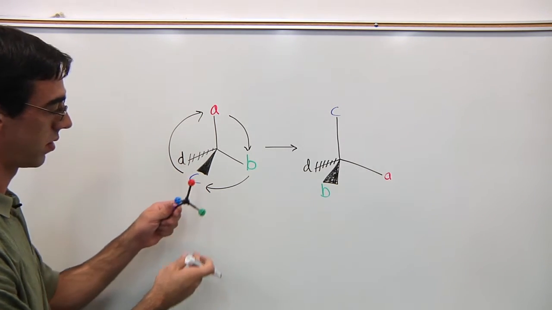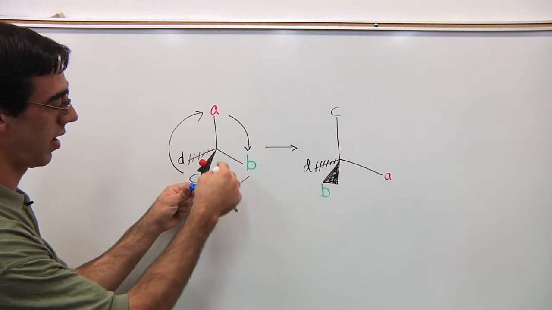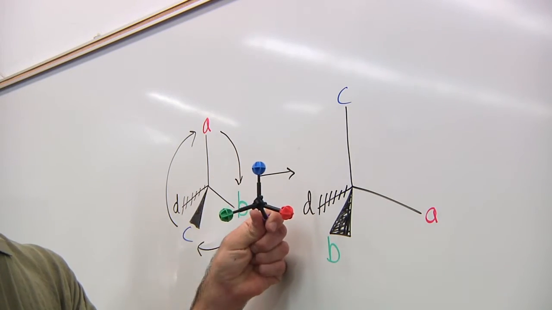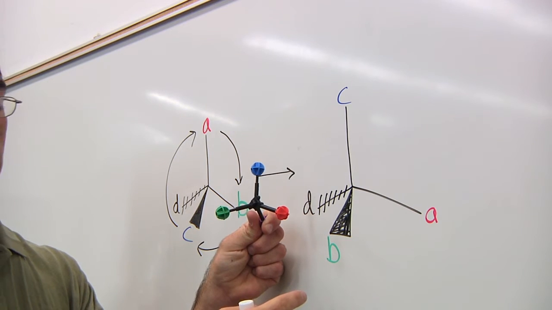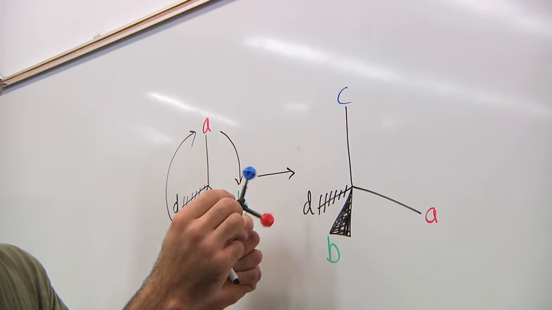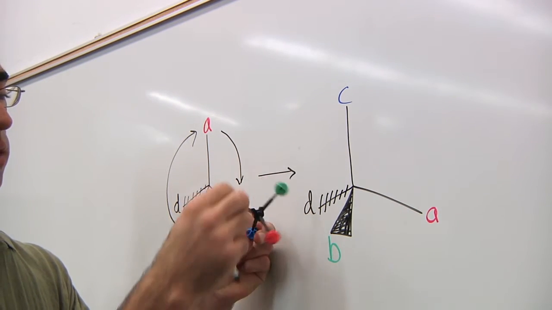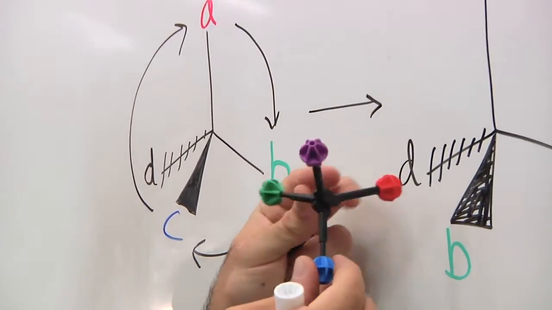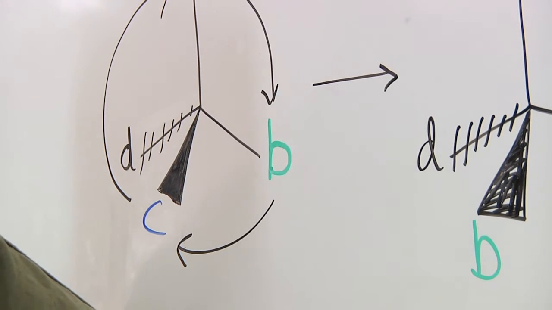If you look at the model, you can see that A, B, and C are lined up on this, and if you rotate it, you can end up with C, A, and B. Now, this can be done with any bonds so long as you hold one group fixed and rotate all 3 of the others. That way, you can get the drawing that you desire.